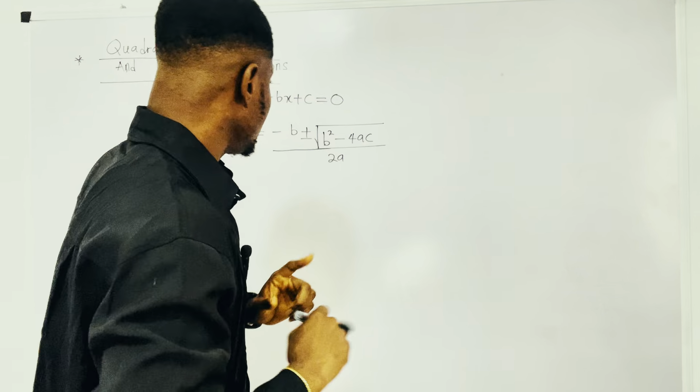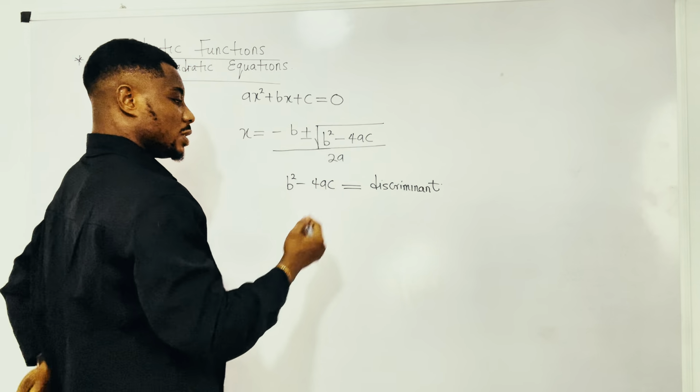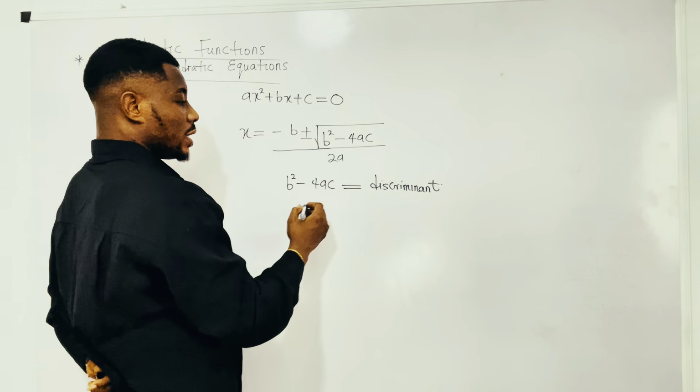Now, listen. This expression, b squared minus 4ac, is termed the discriminant. Why do we give it this name? Because it differentiates the roots for us. It tells us about the difference in the nature of the roots of the quadratic equation. In most cases, we call b squared minus 4ac equal to D.